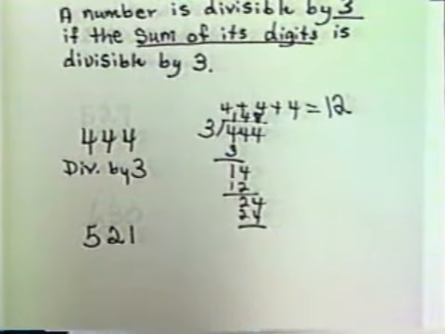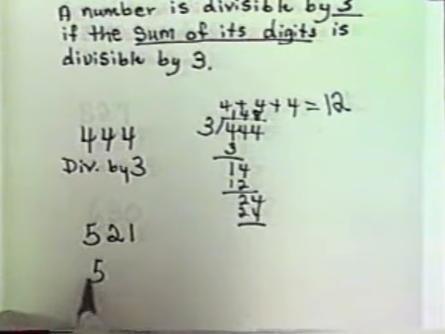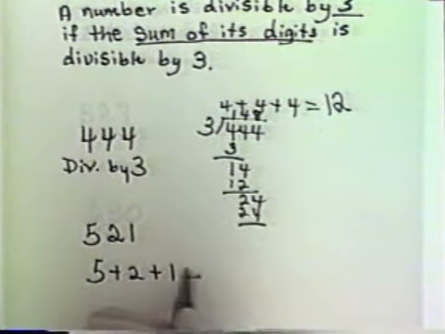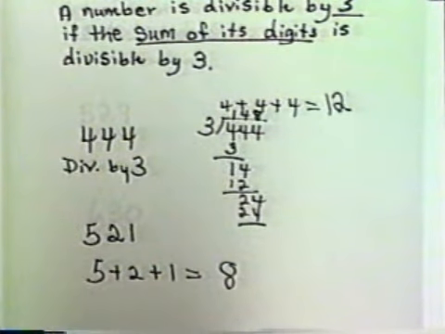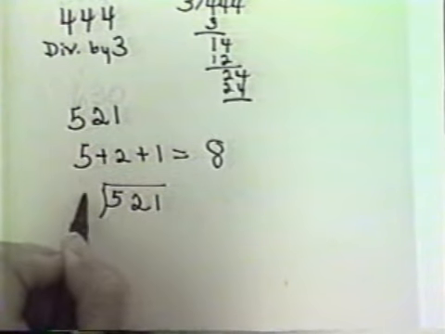Okay, let's look at another one. Let's look at 521. If we add up those digits, 5 plus 2 plus 1, we come up with 8. 8 is not divisible by 3. So according to the rule, 521 should not be either. And let's check and make sure we see that 521 is not divisible by 3.